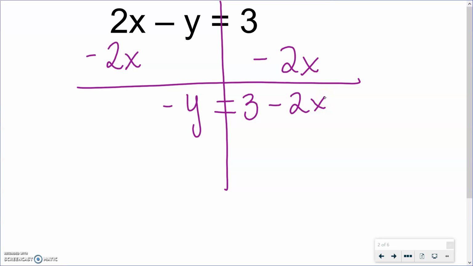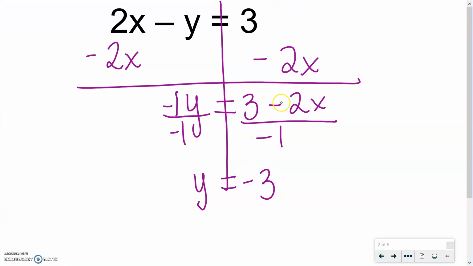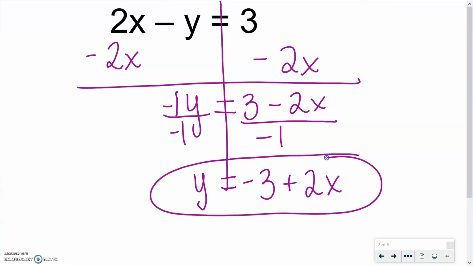Okay, but now we have this negative in front of the y. So really that's like having a negative 1y. And so what we wanted to do is divide both sides of our equation, all of the terms, by negative 1. And when we divide by negative 1, that's just going to change all the signs. So we get y equals 3 divided by negative 1 is negative 3. Negative 2 divided by negative 1 is positive 2. So we get y equals negative 3x, or sorry, negative 3 plus 2x.